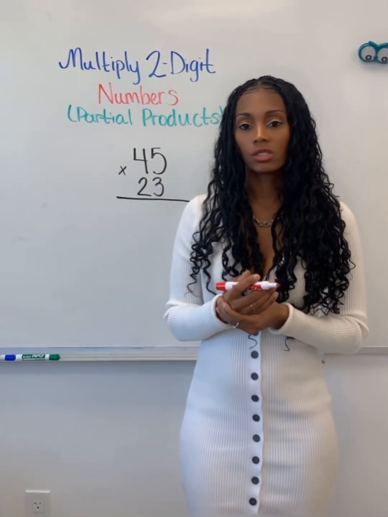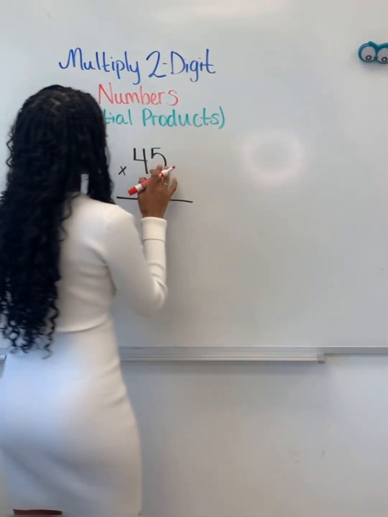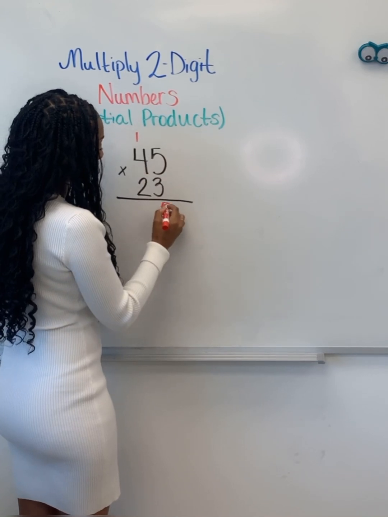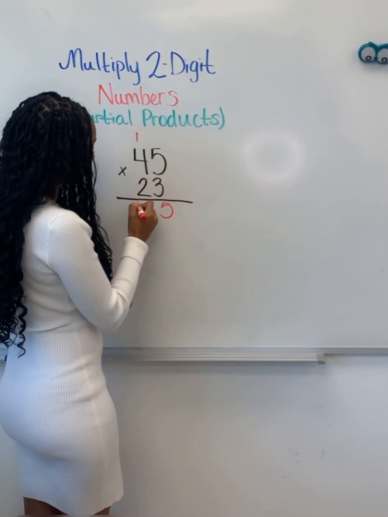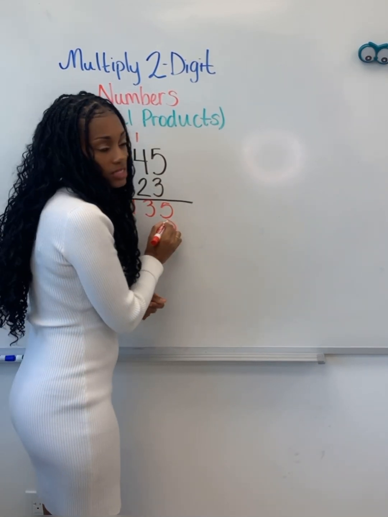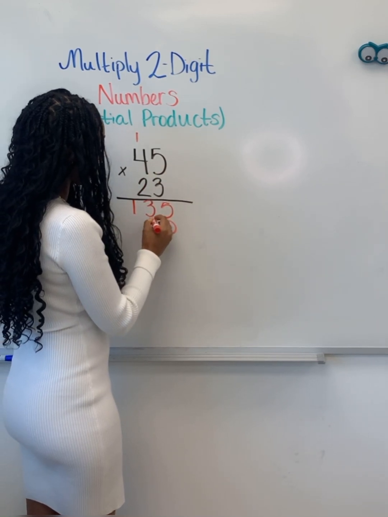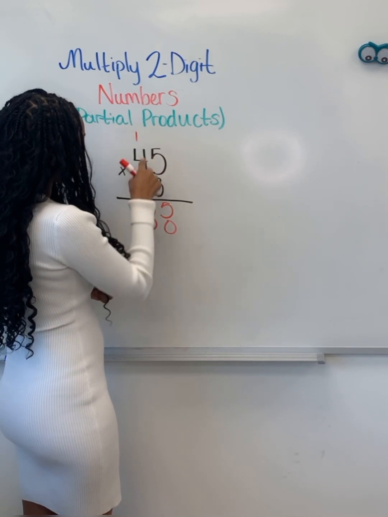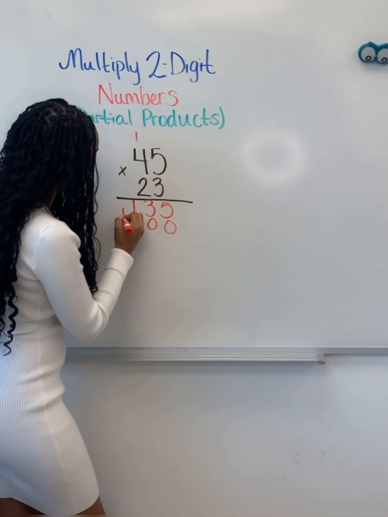Now we can just multiply it using a standard algorithm. So we can do 5 times 3, which is 15. Place my 1 here, put my 5 here. 4 times 3, which is 12, plus 1 is 13. I use my 0 as a placeholder. 2 times 5 is 10. Put my 0 here. Carry my 1. 2 times 4 is 8, plus 1, that's 9.